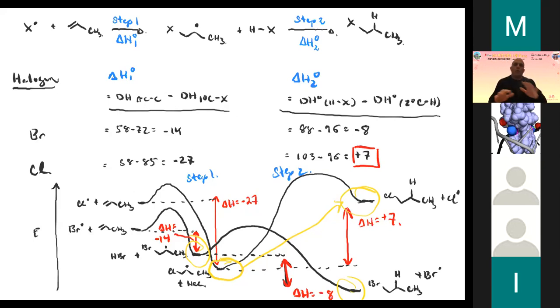And so what I would encourage you to do, and maybe this is actually in the book, is to perform this analysis for HF and HI, and see what answer you come to. We have all the bond dissociation energies. All you're doing is changing the numbers and the reagents, but going through that exercise may help to drill all this home.